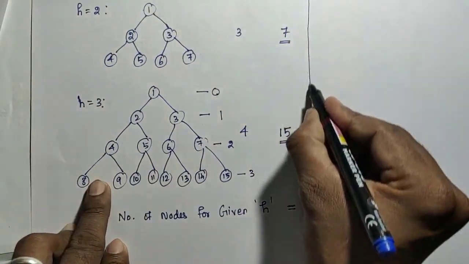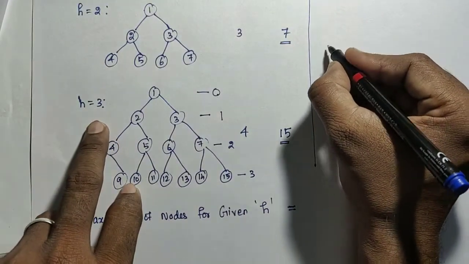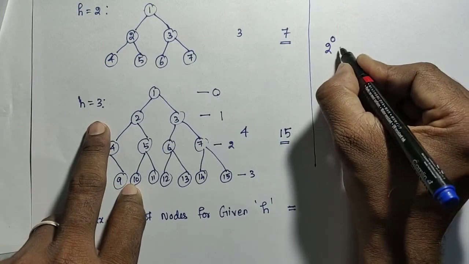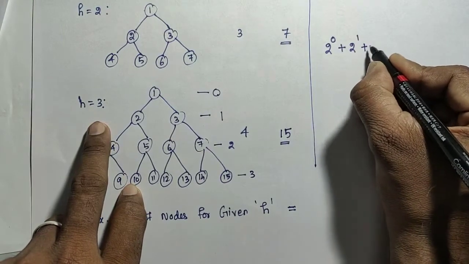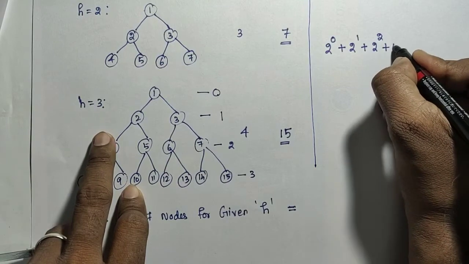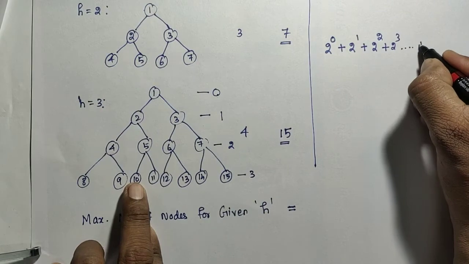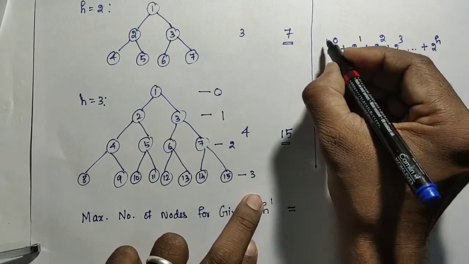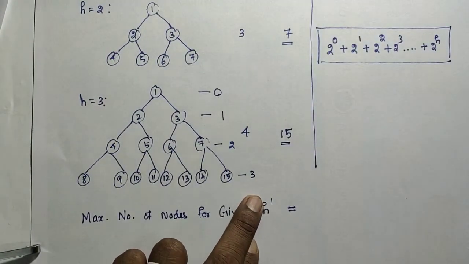So in general, how can I find the formula for the maximum number of nodes? In the 0th level the maximum number of nodes is 2 power 0. In level 1 the maximum number of nodes is 2 power 1. Level 2 the maximum number of nodes is 2 power 2 and 2 power 3 and so on. What is the last height? That is up to 2 power 3, so that is 2 power h. So this is the total number of nodes, maximum number of nodes I can add.